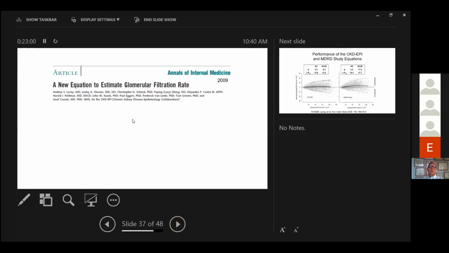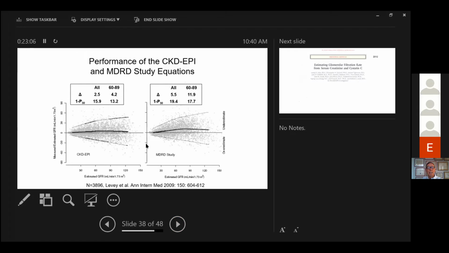The basis for recommending CKD-EPI over MDRD was shown in our paper in 2009, where we showed that the difference between measured and estimated GFR was greater for the MDRD study than for CKD-EPI. No difference is the horizontal axis here at 0, and closer to 0 is less bias. A positive bias is an underestimate. So MDRD underestimates the GFR at higher levels. And this is a particular problem right around 60, where we define CKD.